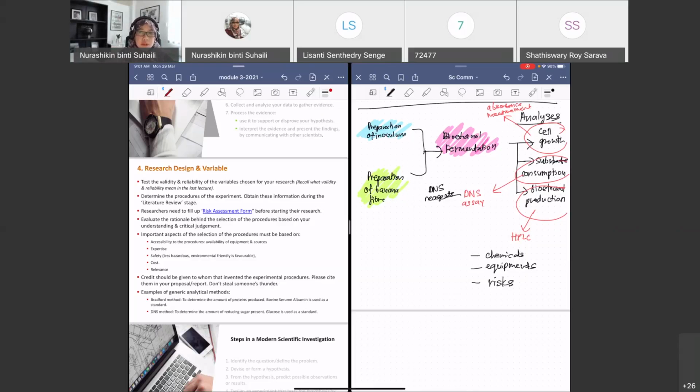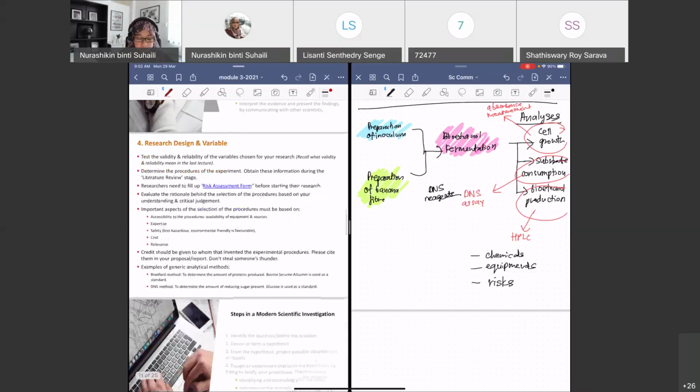You have to know beforehand, because later if you enter the lab and you don't know the risk, or some of the chemicals are hazardous, you might just touch it, but actually it can't be touched with your hands. It will be hazardous to you and affect your health. We don't want researchers to be so passionate that they don't care about the risk. So risk is a very important thing to take into consideration.